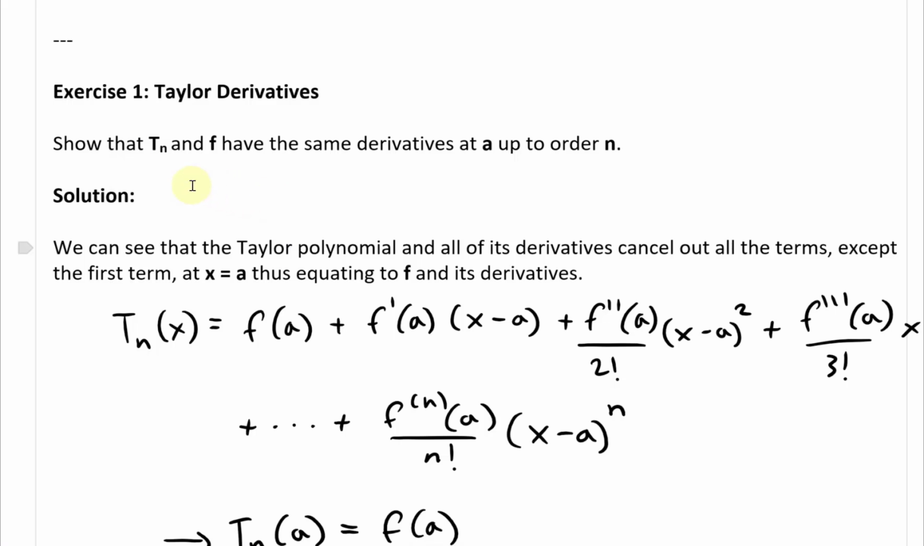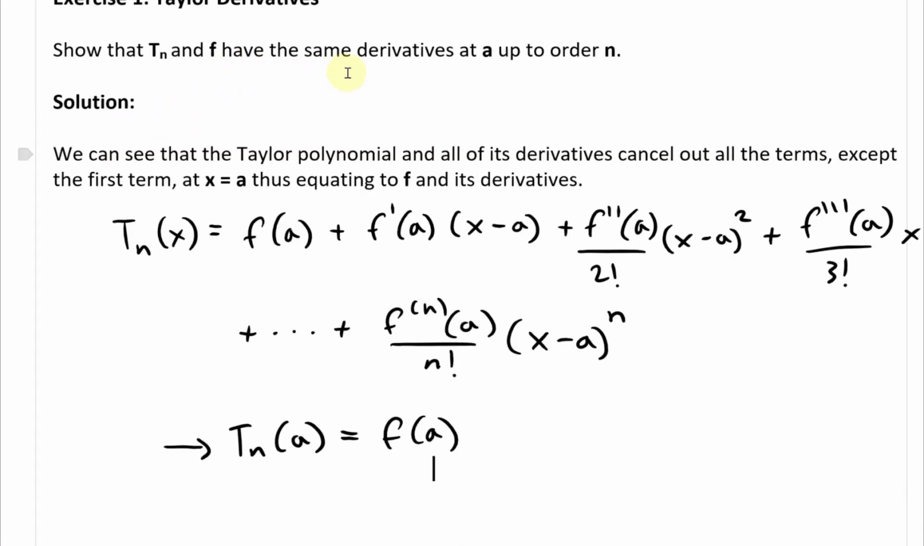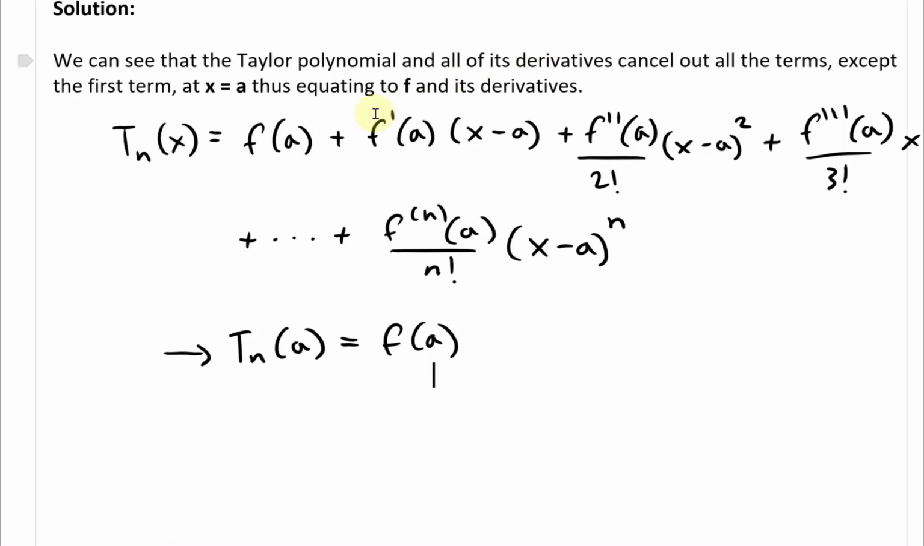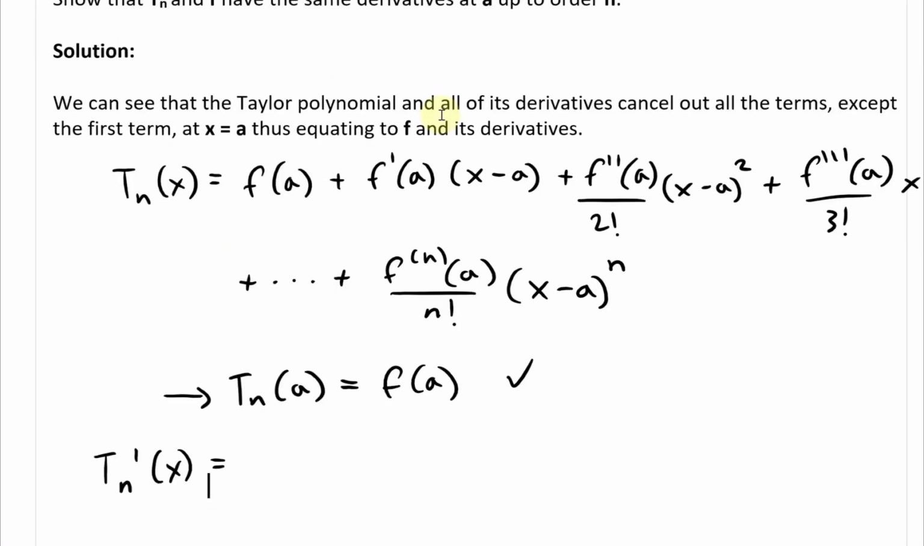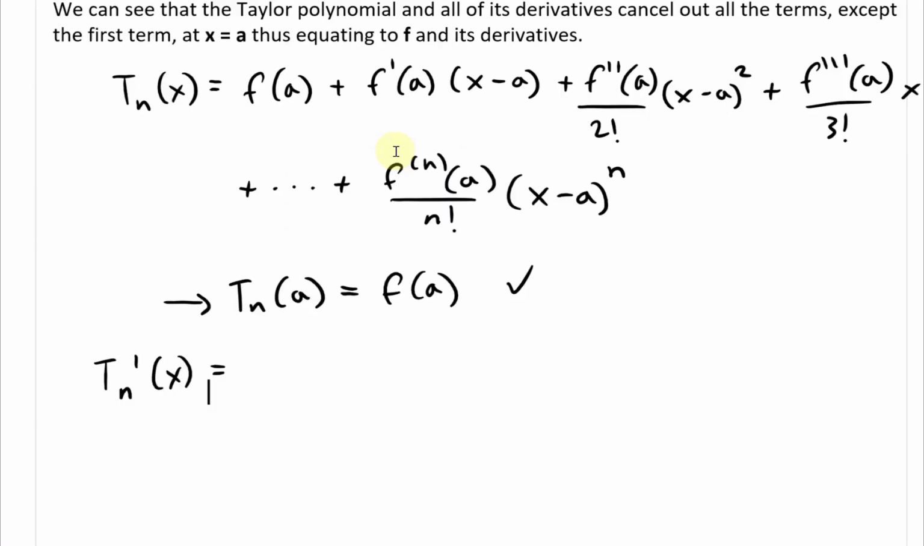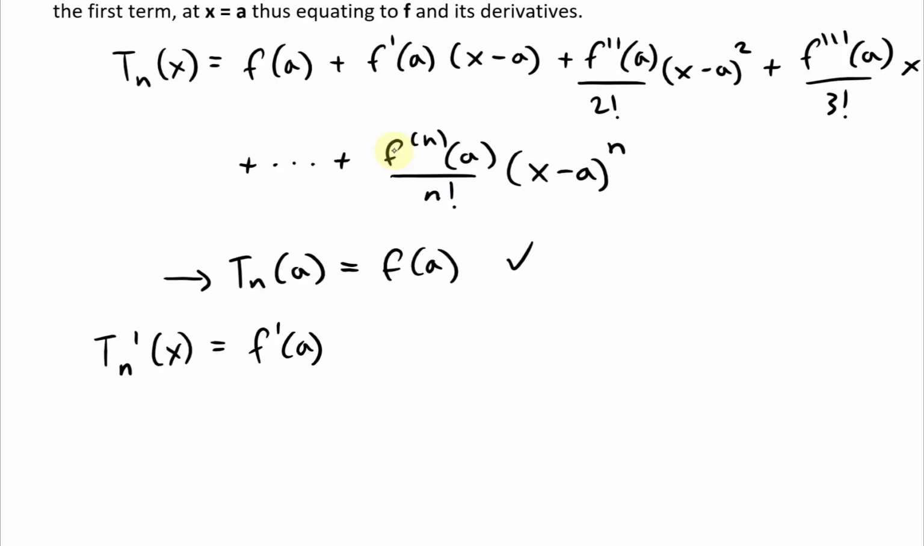It states to show that T sub n and f have the same derivatives at a up to order n. So this is order 0, and this is correct. Now the next one, if we take the derivative, T n prime of x equals the derivative of f of a, which is a constant, so that's 0. This one, x minus a, has derivative just 1, so it becomes f prime of a. Plus, the 2 goes down, so it becomes 2 over 2 factorial, and f double prime of a is just a constant, times x minus a to the power of 1.